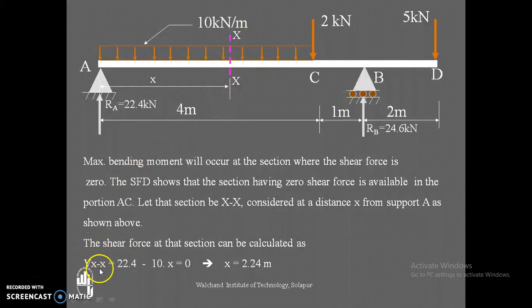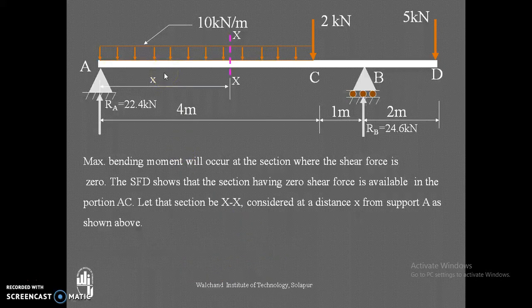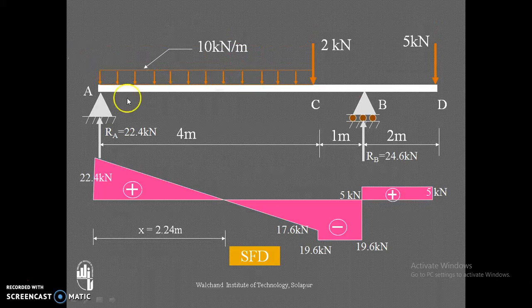Now shear force at XX, positive RA, that is upward 22.4 kilonewton, minus 10 into x is equal to 0. X is the distance, 10 is the UDL intensity, and it is equated to 0, so x is 2.24. So this distance x is 2.24. So you can see here the shear force which is 0 is at a distance of 2.24 meter from A.